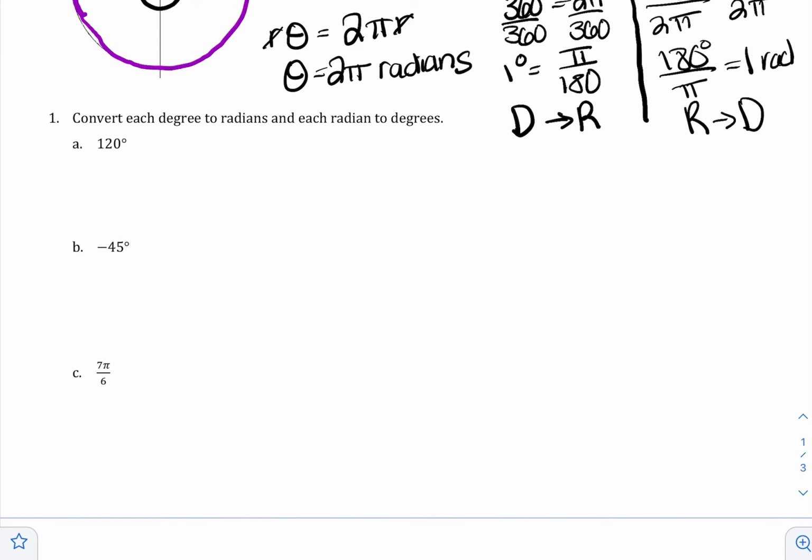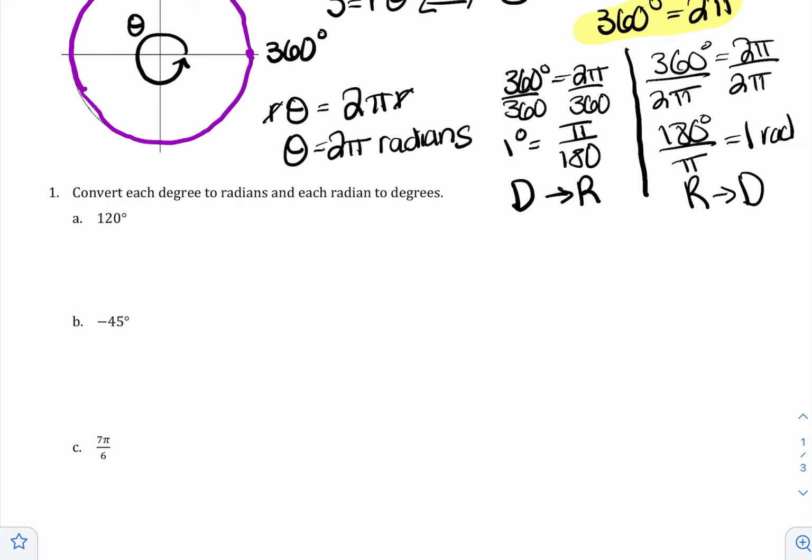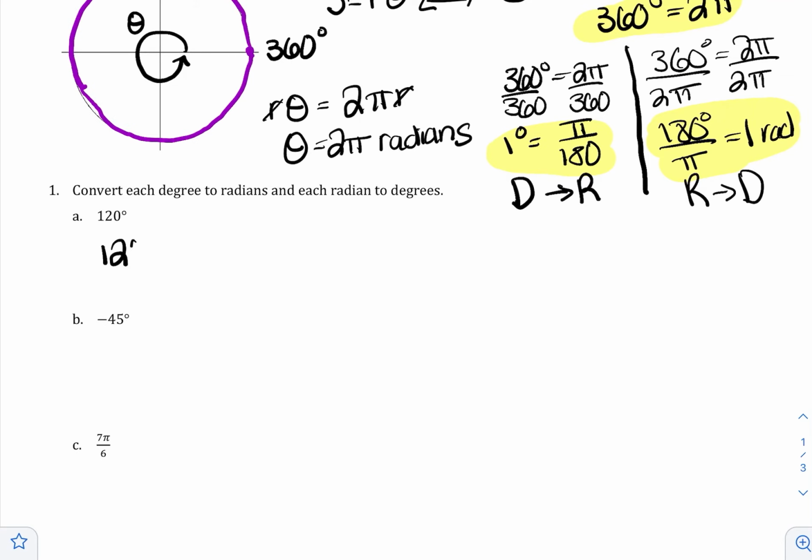So we want to convert each. Actually, let me highlight this here. So we have 120 degrees. We want to change it to radians, so we're going to multiply by pi over 180. Here the zeros are going to cancel. 12 and 18 both share a common factor of 6. So I can cancel a 6 from 12, which leaves me with a 2, and a 6 from 18, which leaves me with a 3. So I get 2 pi over 3. So 120 degrees is 2 pi over 3, exactly.